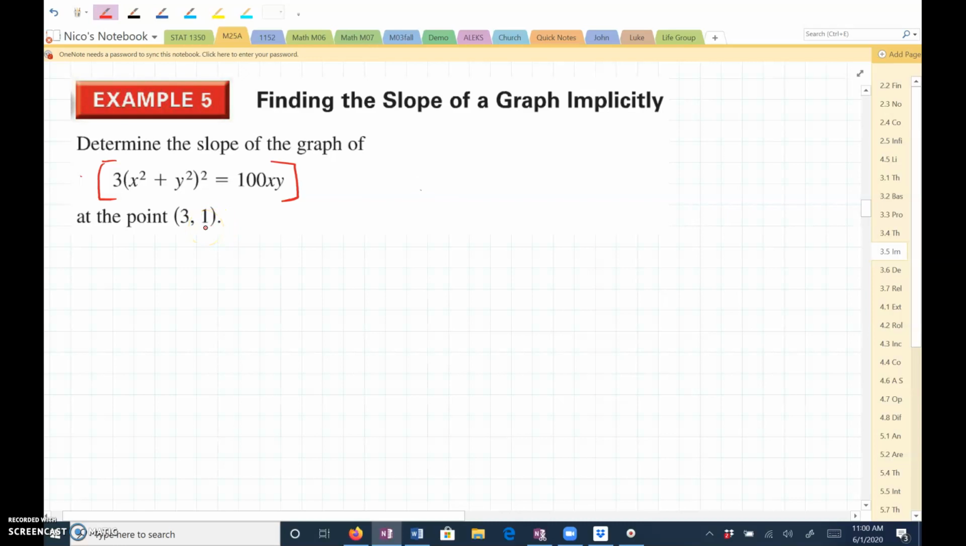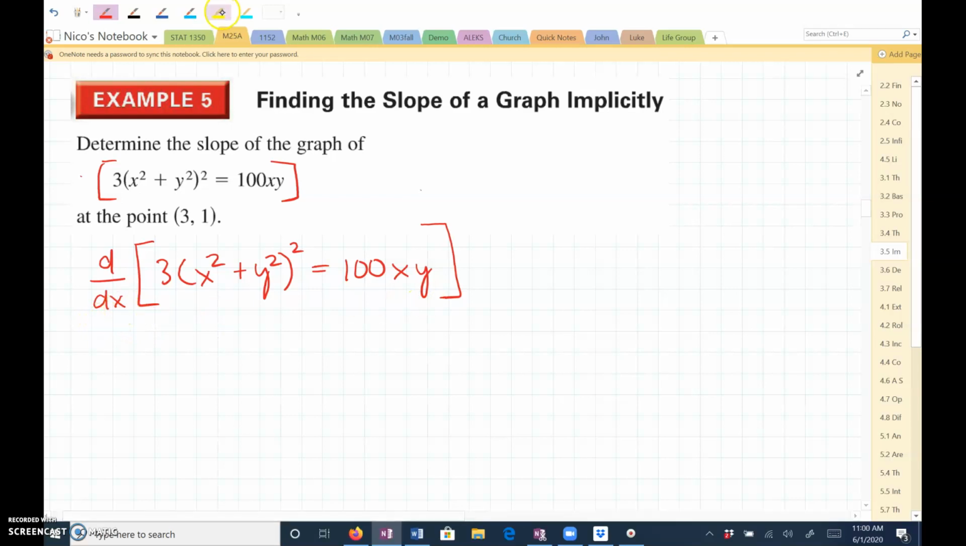So we're going to do implicit differentiation, which means we're going to take the derivative of the whole equation with respect to x, which means any function that is not in terms of x, after we take the derivative, we're going to have to multiply that by dy/dx. Okay?